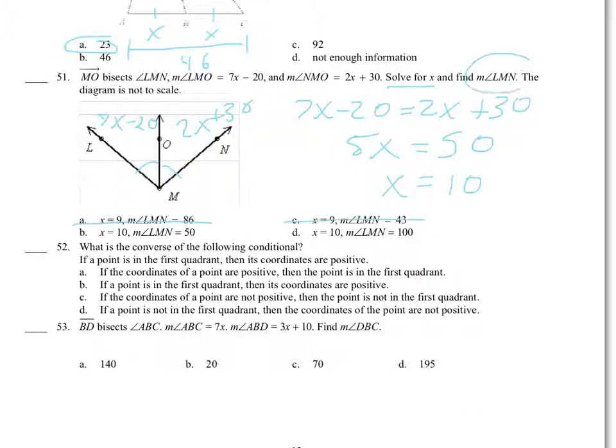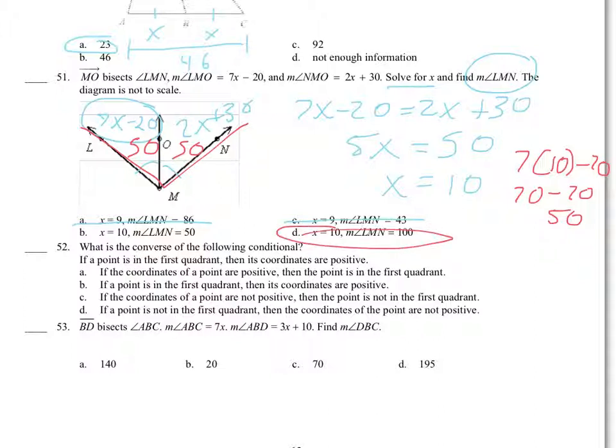Now I'm solving for LMN, so the whole angle. Now I don't have an equation to plug that into, but I can plug it into this expression. So 7 times x, which is 10, minus 20. 70 minus 20 is 50, which means this angle is 50. And if they're both equal to each other, then this angle is 50, and the whole angle is going to be 100, which is D, my answer.